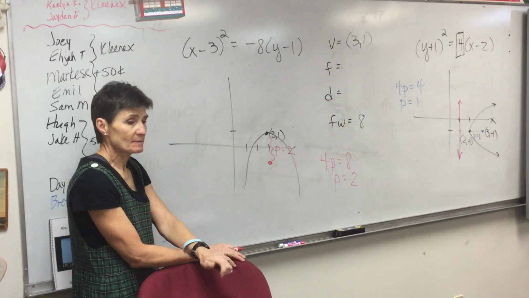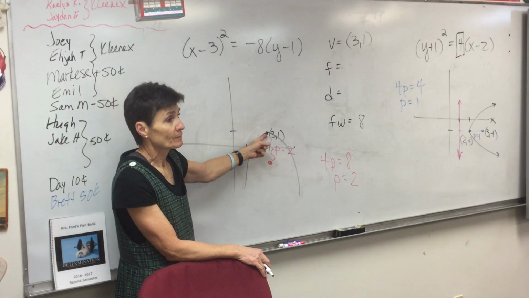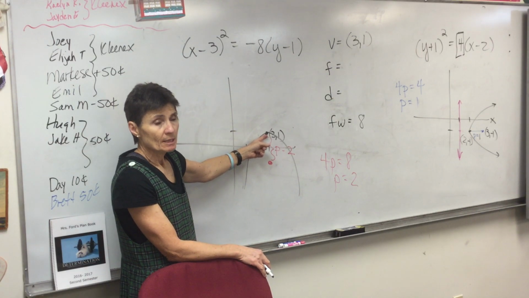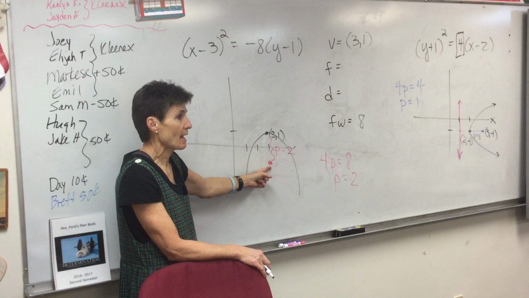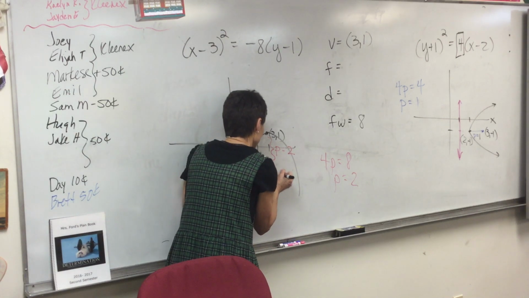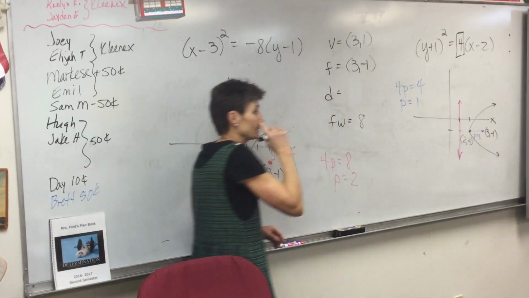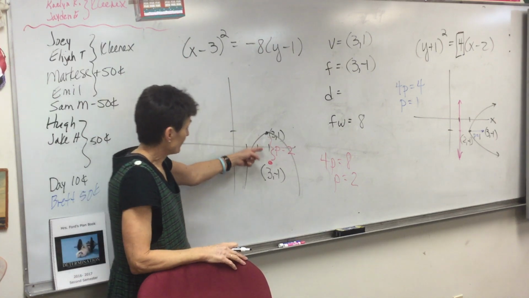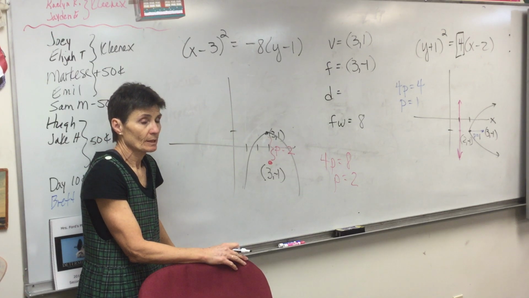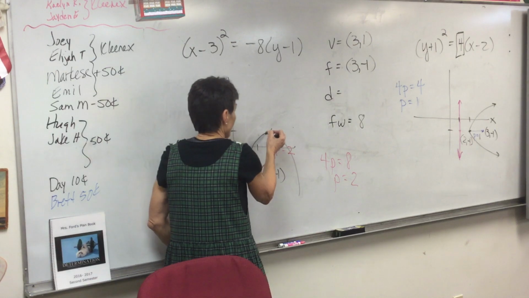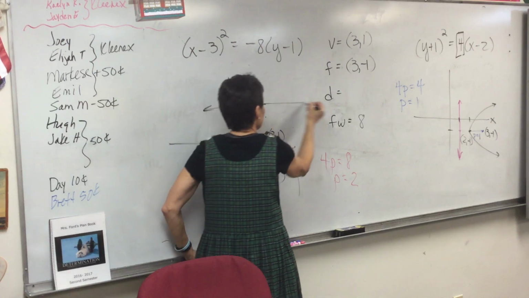All right, so here we go. This is the part where you have to have your thinking caps on. If we start at 3, 1, and again, you're free to use graph paper if it helps you, we're going to go down 2 steps. 3, -1. Very good. Your focus is at 3, -1. So here we go, 3, negative 1. I came down 2. Now, I'm going to start right here at my vertex, and I'm going to go up 2. And that is going to be my directrix.